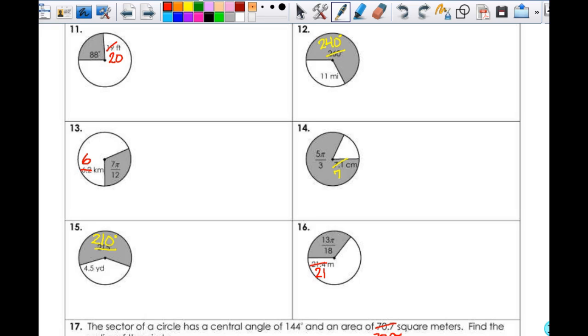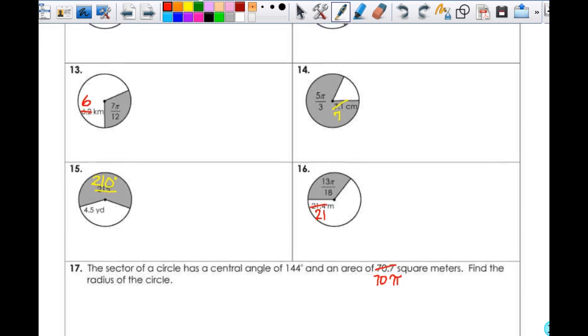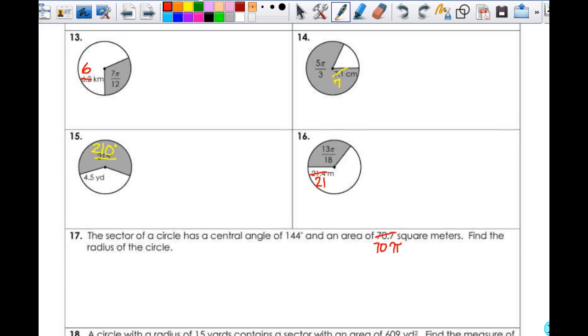I changed them so that we could leave them in exact form and it wasn't a nightmare. You could have still left them in exact form. It just really wouldn't have been that fun. This way you'll have lots of fun. I'm going to scroll a little bit so you can see the next one. On 17, I just changed 70.7 to 70 pi. That way the numbers are decent.